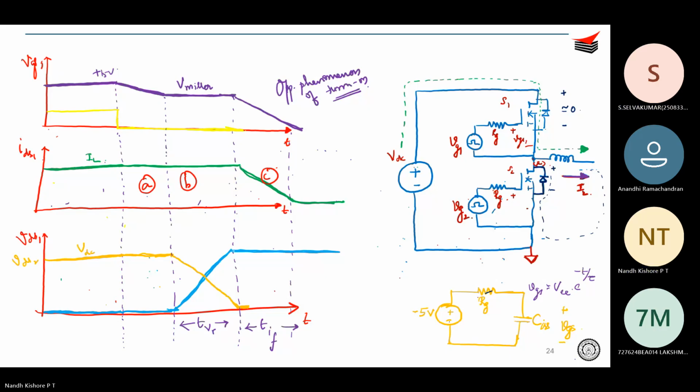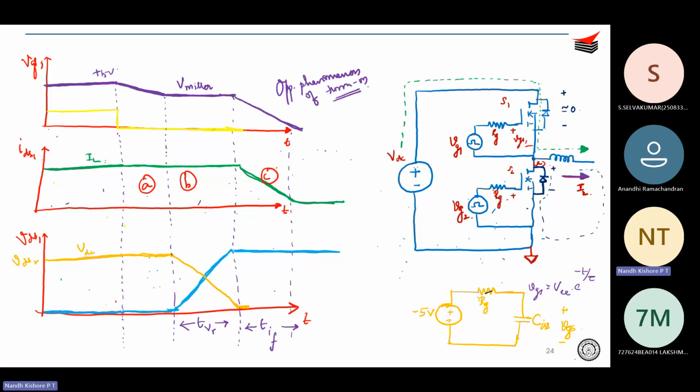S1? Mainly B. Okay. Why? Because voltage and current are overlapping. Okay, so voltage and current are overlapping, right?